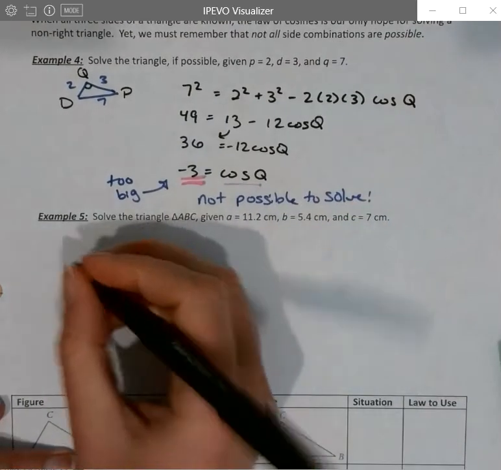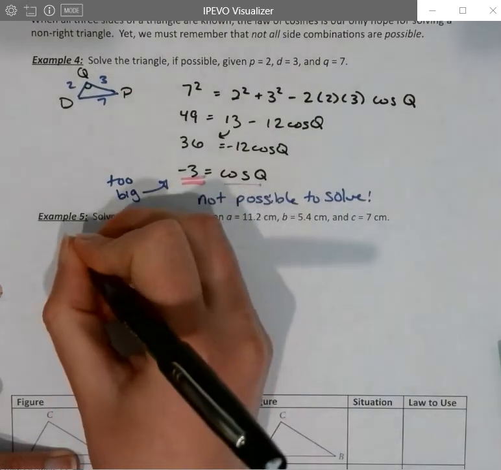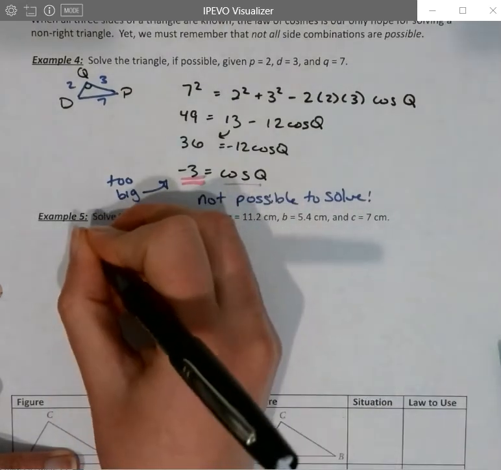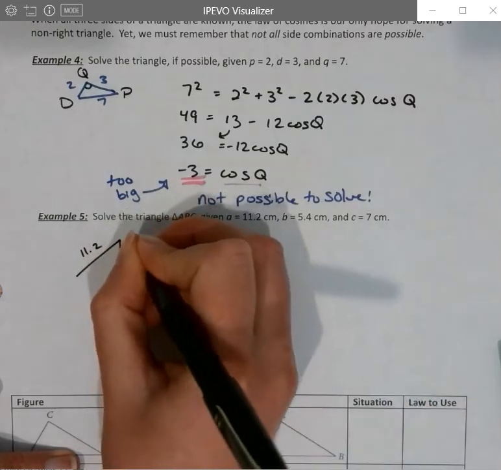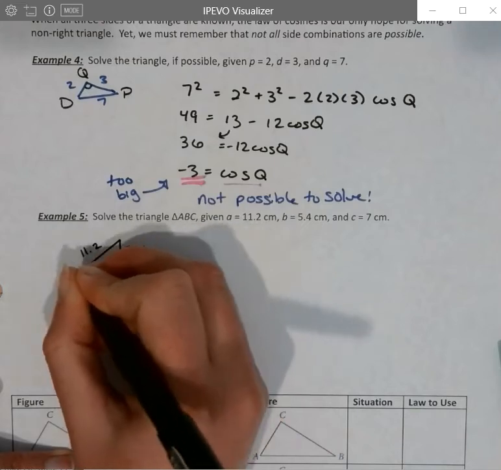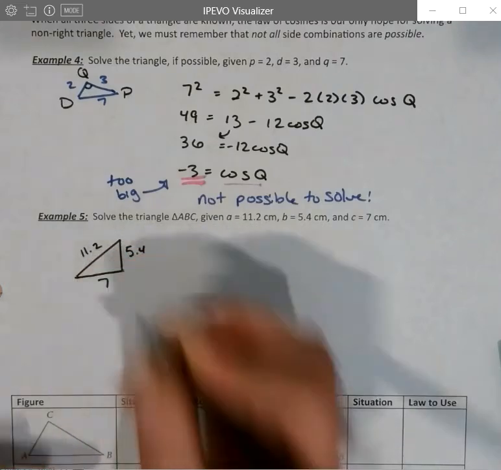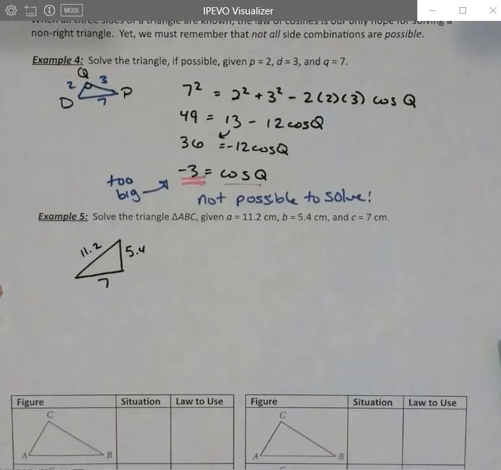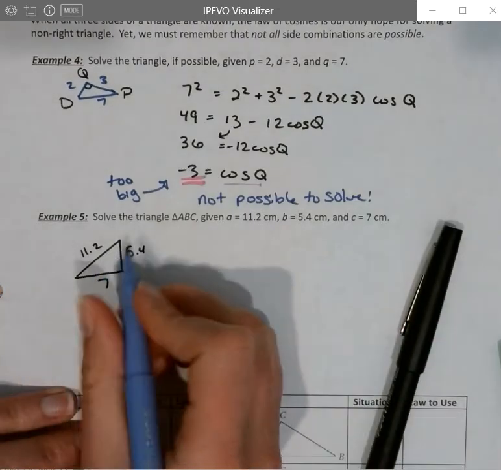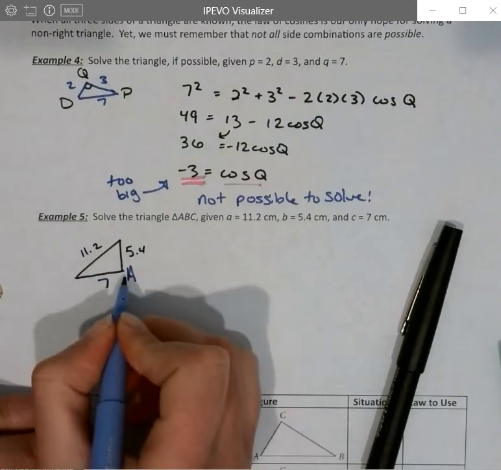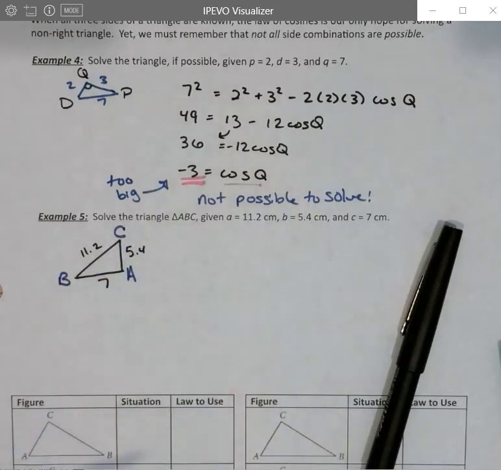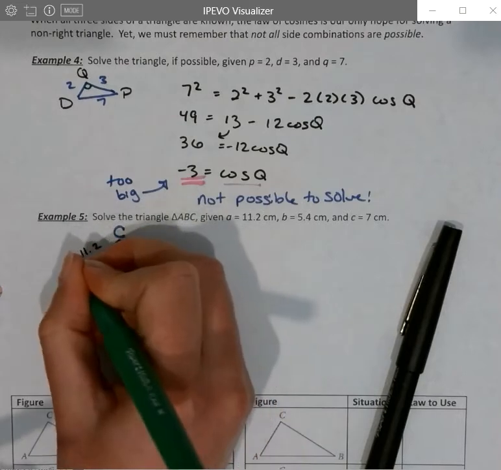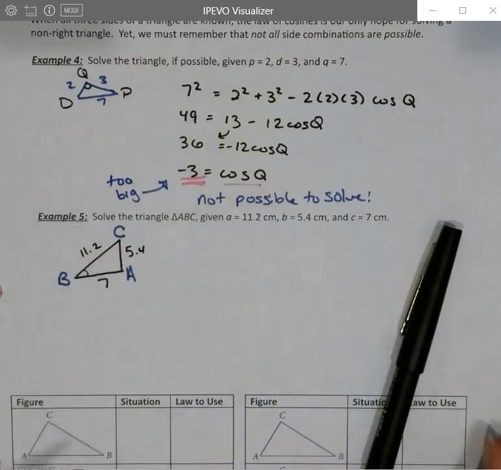Okay, so this one I have a side A that's 11.2, a side B that's 5.4, and a side C that's 7. We're going to find out, is it possible to connect these sides? Okay, so A was 11.2, so that's angle A. B, so this is angle B. C, so this is angle C. Okay, and again, it doesn't matter which side I solve for first. Let's go for B. I'm just picking one at random here just to solve for first.